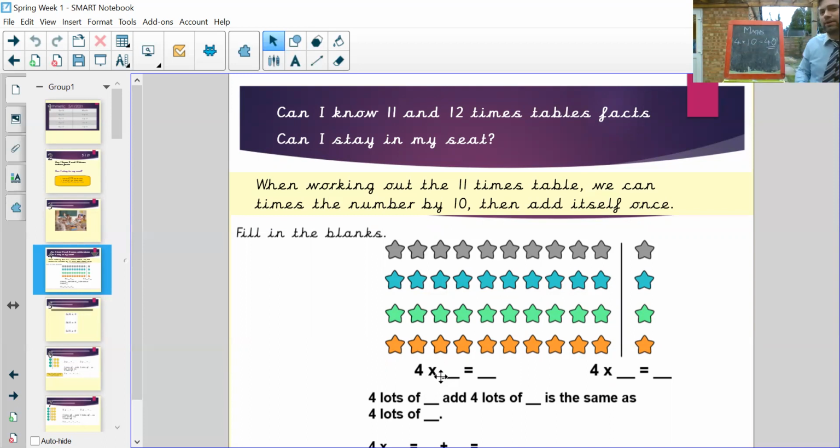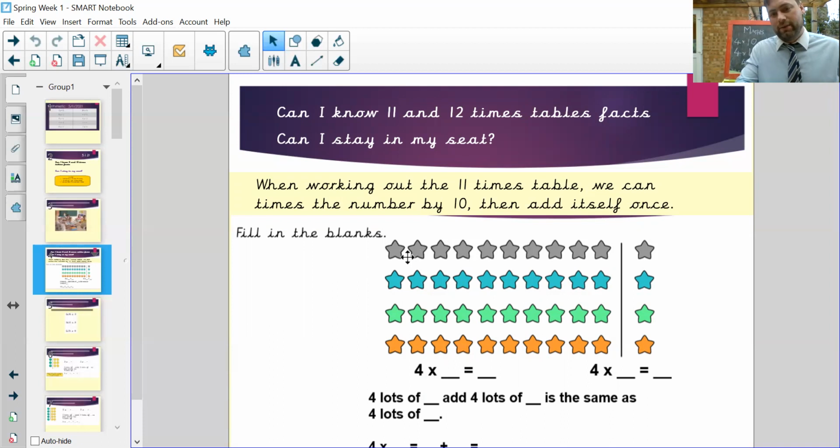Now we want to know what 11 times 4 is. So if we then took our 4 and times that by 1, you get 4, and then we add our 2 numbers together here. So 40 plus 4 is equal to 44. So 11 times 4 is equal to 44. And this picture here may help a little bit better.